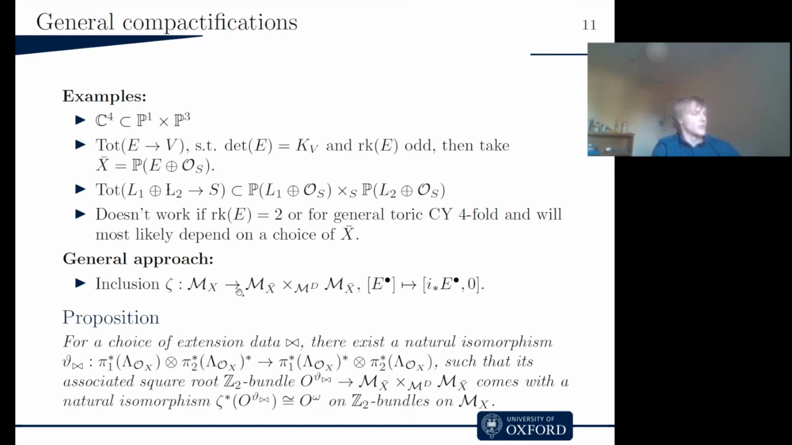So the general approach uses a similar thing, but now with this general compactification. And we have this inclusion of our moduli stack of compactly supported perfect complexes on X into this product stack by mapping into the first component and having 0 in the second one. Now, one can construct a Z2 bundle on this bigger stack by the following proposition. For a choice of extension data, which I will explain in the process, there exists a natural isomorphism θ bowtie from this tensor line bundle to its dual, such that its associated square root Z2 bundle comes with a natural isomorphism of its pullback to the orientation bundle that we care about.